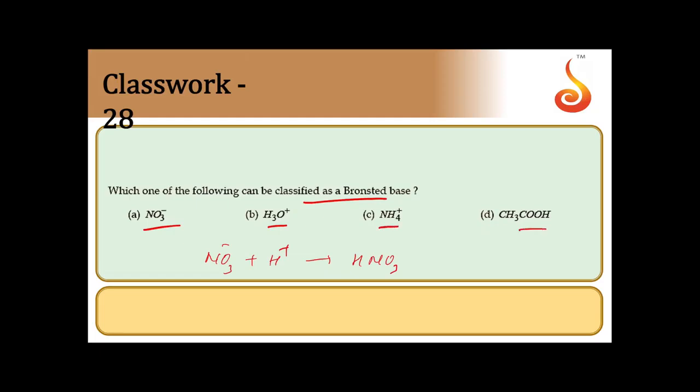Others are given as proton donors. They are not proton acceptors. So answer is A we have. So NO3 minus accepts proton.